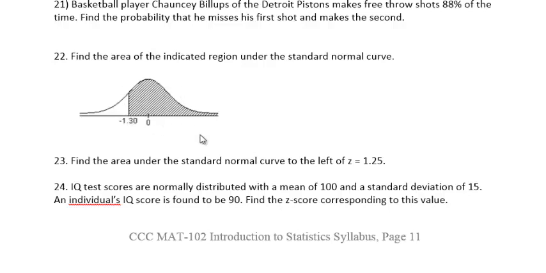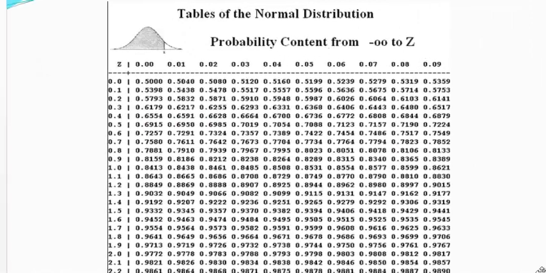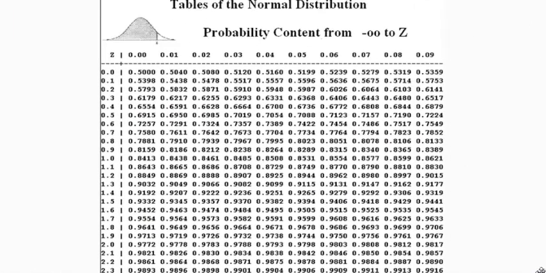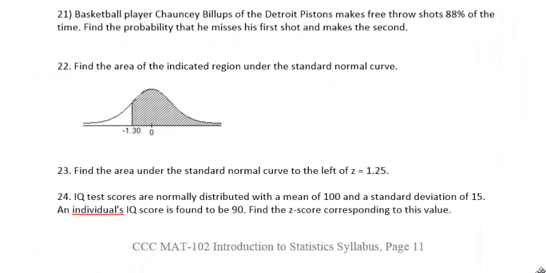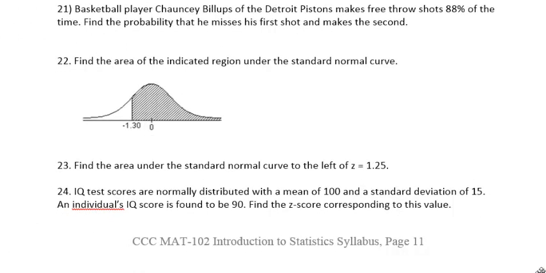What's the total percentage of the curve? According to our distribution table, it should be 0.9032, which is 90.32%. So that's our answer, 0.9032. Okay, next one is also relatively easy.